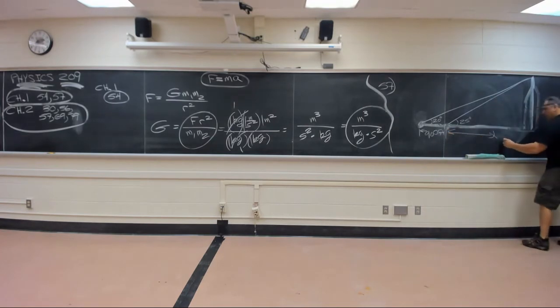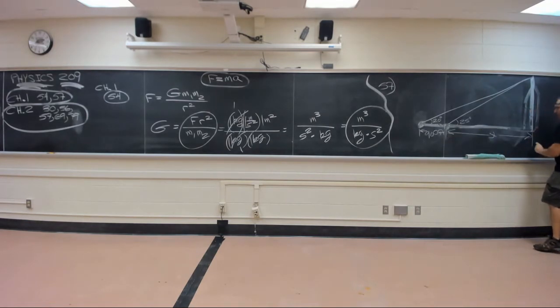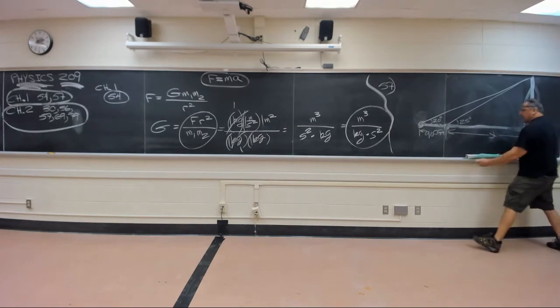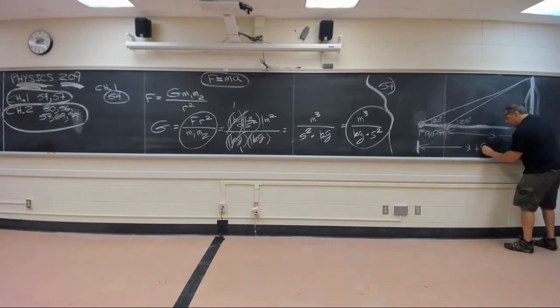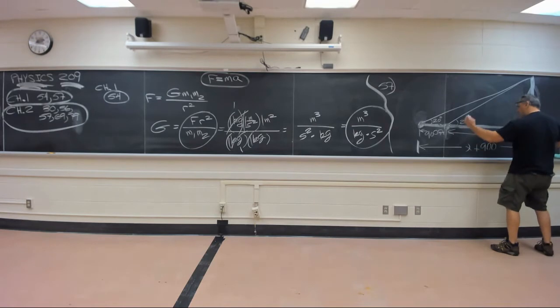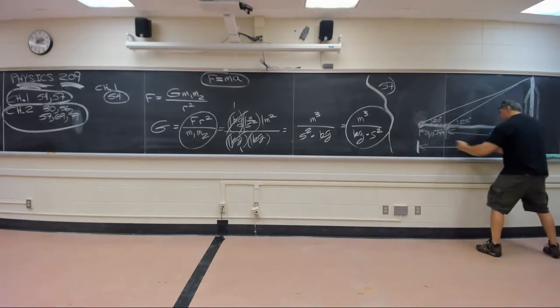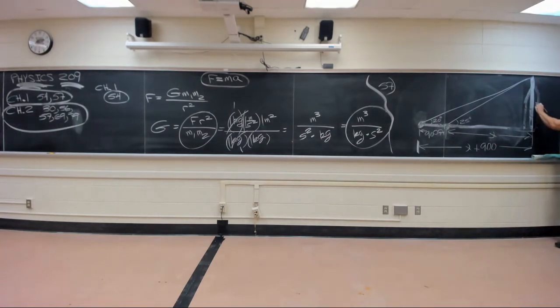From here to here is the short leg, X. From here to here is the difference between two locations. So this right here would be X plus 900. So the long leg is X plus 900. Short leg is just X. Going straight up this way, that's simply the height of the building, and that's the same in both circumstances.